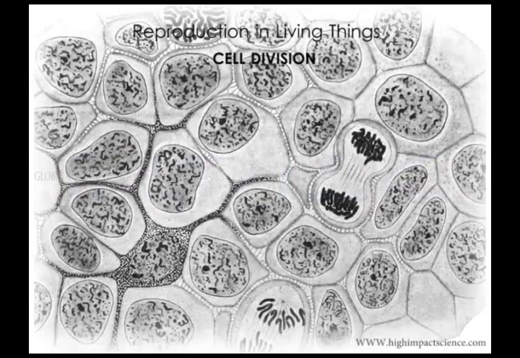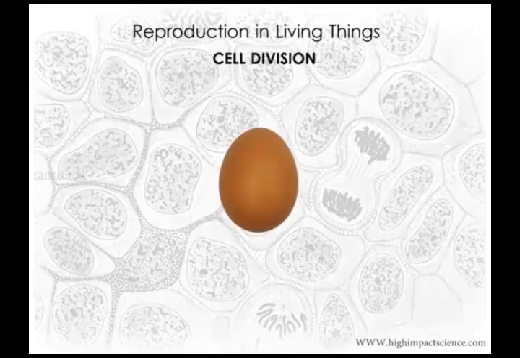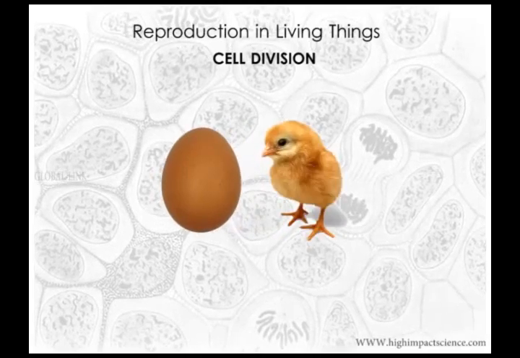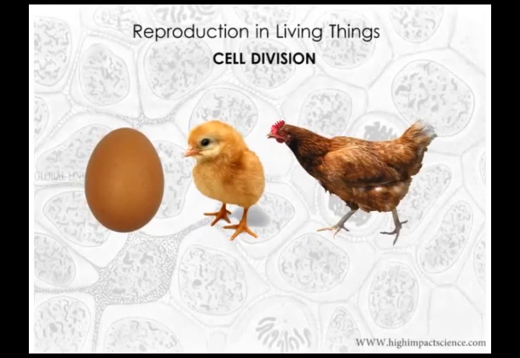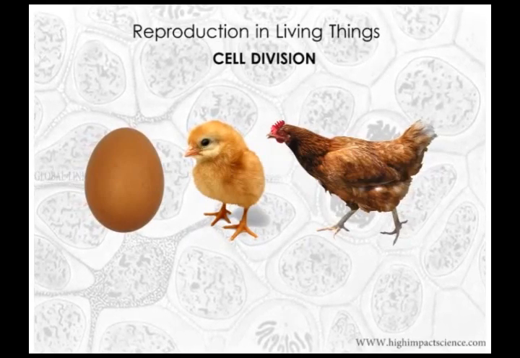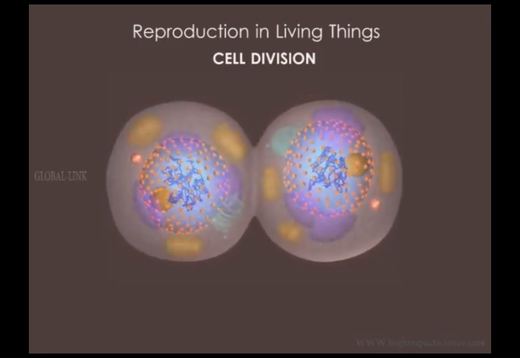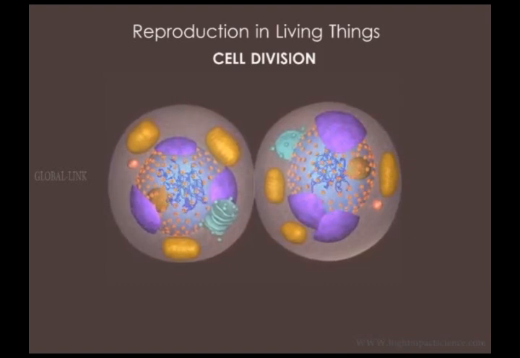But perhaps what is not so obvious is that life begins as a single cell, a fertilized egg which we call a zygote. Then through the process of cell division, the organism increases in size as well as complexity until maturity. Cell division is basically the splitting of a cell into two new daughter cells.